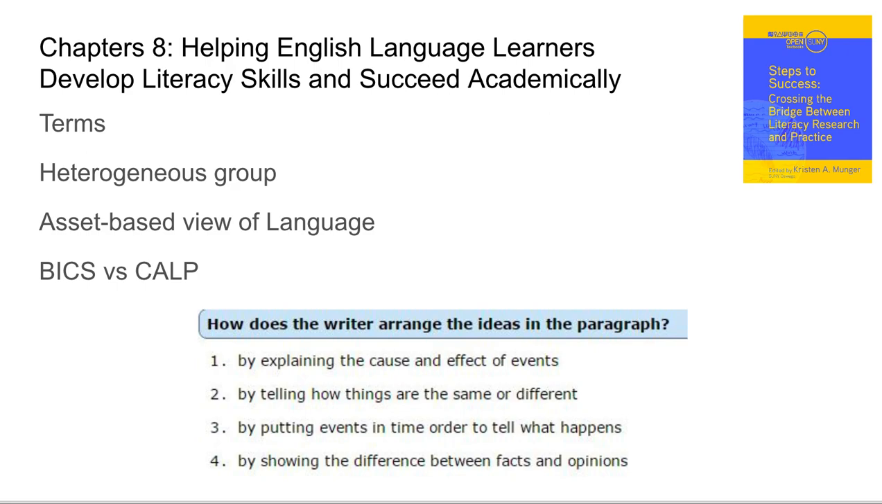What we might need to remind our colleagues of is this difference between BICS, which stands for Basic Interpersonal Communication Skills, and CALP, Cognitive Academic Language Proficiency. When a student has mastered BICS, they seem to be proficient in casual spoken English about topics such as everyday events. They're likely relying on a lot of visual and contextual clues to help them learn and navigate social language.